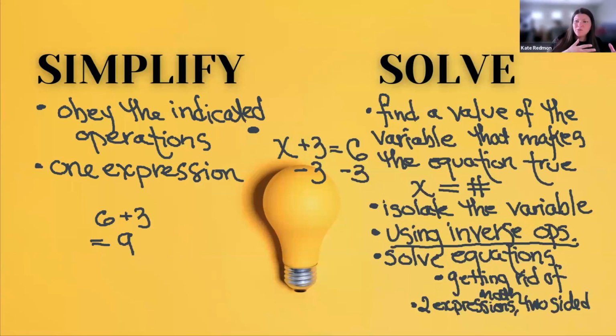So simplifying is when we obey. Solving is when we disobey. We do the opposite of what we've been told. Simplifying is one-sided. Solving is two-sided. We simplify expressions. We solve equations. A lot of differences here.